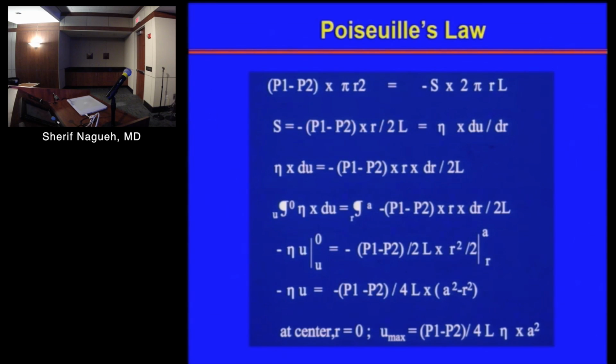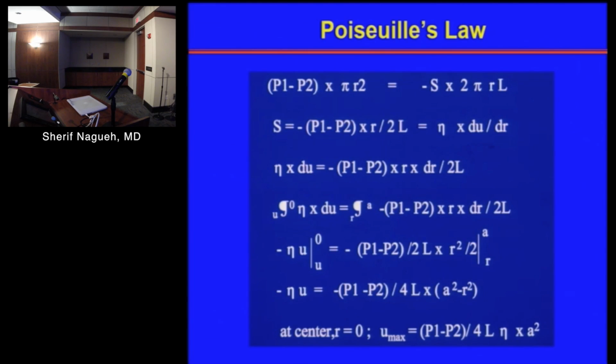So in the center, r is 0, and for the velocity at the edge is 0. So you end up with that term when you do the integration. It is really straightforward, nothing fancy about it. But the bottom line is the maximum velocity is directly related to the pressure difference, directly related to the square of the radius, and inversely related to the length and to the viscosity.